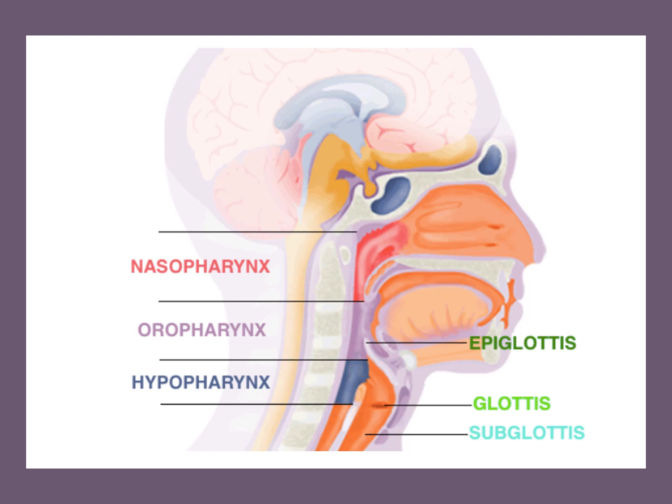Now you see that you have the pharynx, which serves as the passageway for food and fluids as well as air, making it the common passageway for digestive juices and also the respiratory system. Now the pharynx is broken down further into the nasopharynx, which is the most superior aspect, the oropharynx, and the laryngopharynx or hypopharynx.